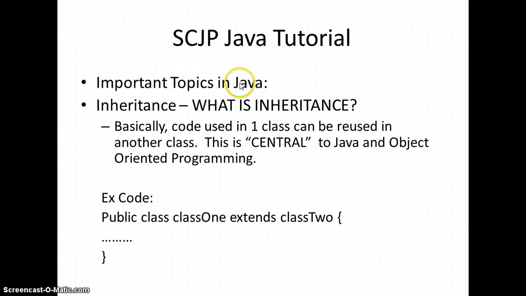The important topics in Java. When you start reading up on Java and doing some code, you're going to hear a word like inheritance. So what is inheritance? Basically, code used in one class, class 1, can be reused in another class, class 2. This is central to Java and object-oriented programming. This is the main stuff. An example could be: public class Class1 extends Class2. You inherit from Class2.